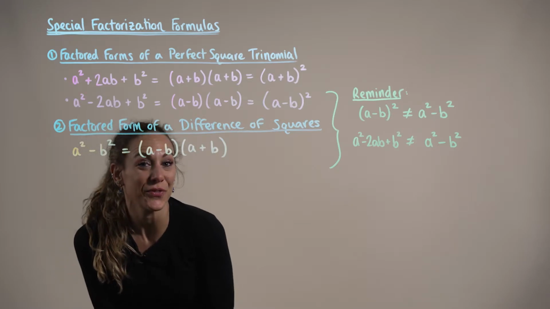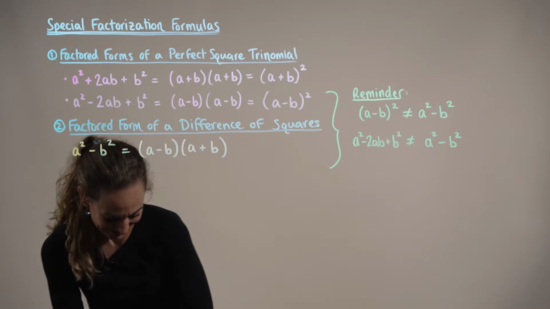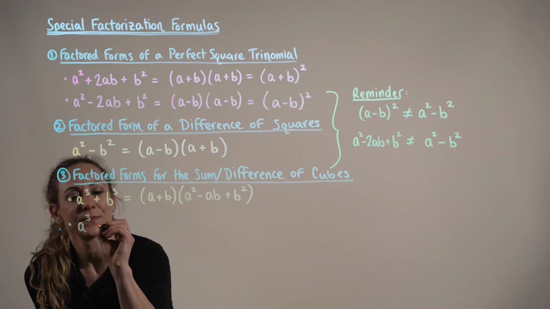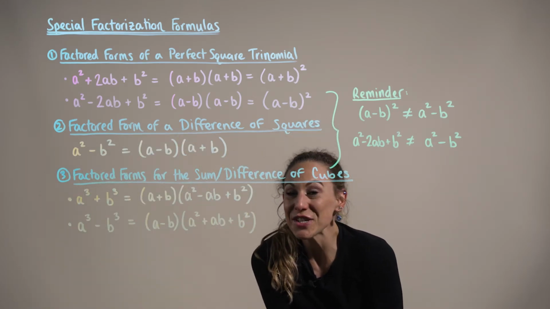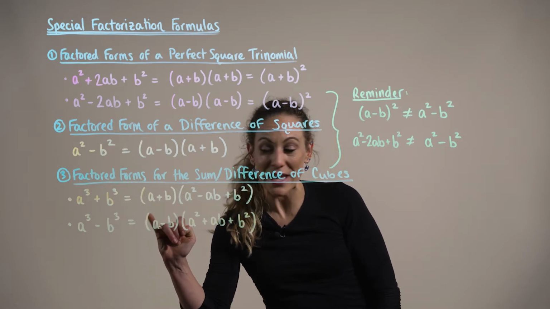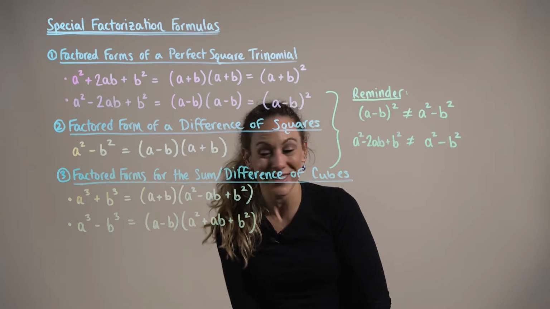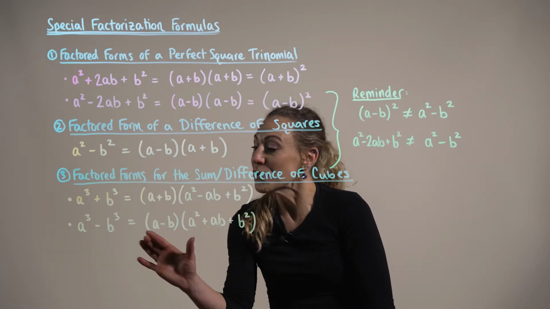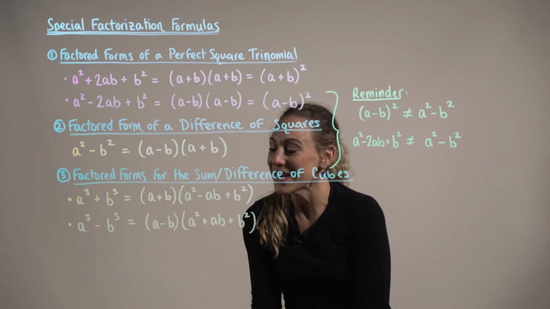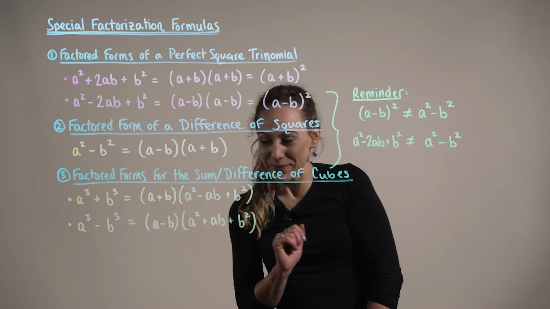Our next factorization formula is the factored forms for a sum or difference of cubes. So the factorization formula for the sum of cubes, a cubed plus b cubed, factors to a plus b multiplied by the trinomial a squared minus ab plus b squared. Now the difference of cubes, notice the changes of the signs. This factors down to the binomial a minus b multiplied by the trinomial a squared plus ab plus b squared.